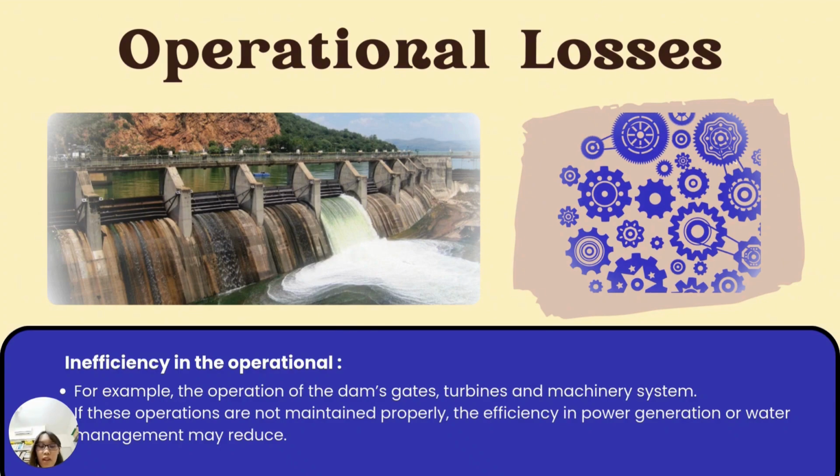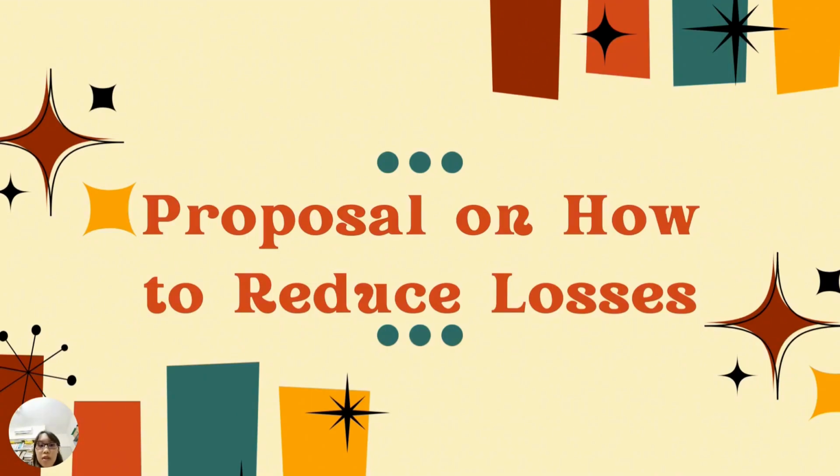In conclusion, understanding the losses that may occur in a dam system is essential for those who are involved in fluid transport systems. By knowing the losses that may occur, we can manage them to enhance the efficiency of the piping system. So now, I'm going to talk about the proposal on how to reduce losses.